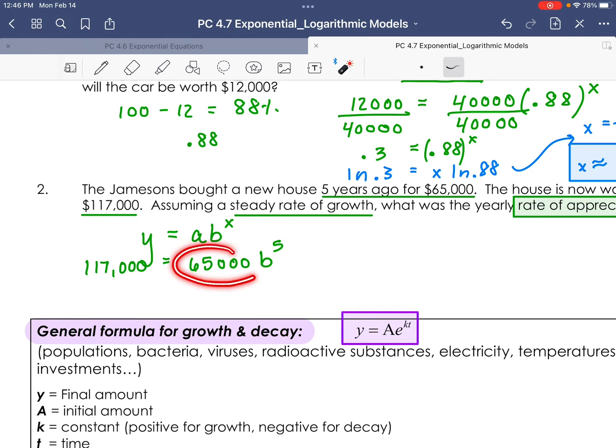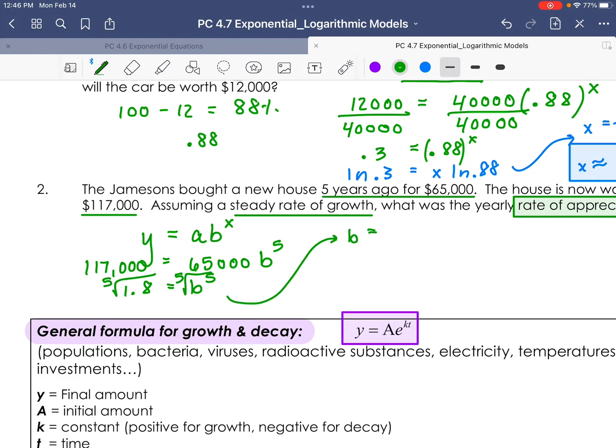So remember, we still have to divide by this guy. Divide by 65,000, both sides. Plug that into our calculator, which gives me 1.8 is equal to b to the 5th. 5th root, or raise it to the 1/5 power. Now be careful, b is equal to, and I'm going to write down a bunch of decimals here, 1.12474, and it keeps going on forever.